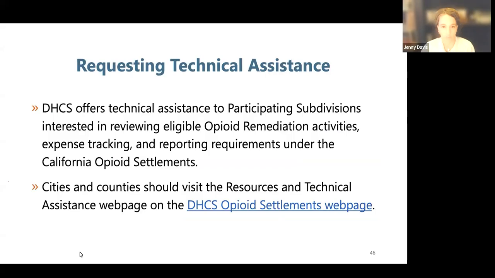In addition to all of those resources, we do offer technical assistance to our participating subdivisions. We do have a technical assistance form. You can find that on our webpage. This is really specific to if you have a question on whether an activity or a proposed expense is allowable. You can write a quick write-up of it, send it to DHCS using the instructions on that technical assistance form. Send it to us, we'll review it. It gets a lot of eyes on it, and we try to give you the best recommendation that we can based on your written proposal. And feel free to do that.